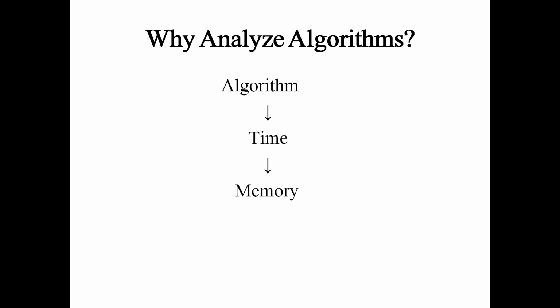When we analyze an algorithm, we are mainly interested in two resources. The first resource is time. How long does the algorithm take? The second resource is memory. How much memory does it consume? These two factors determine whether an algorithm is efficient or not. Algorithm analysis means determining the amount of resources such as time and memory required during the execution.